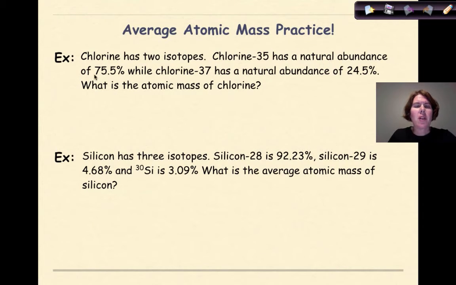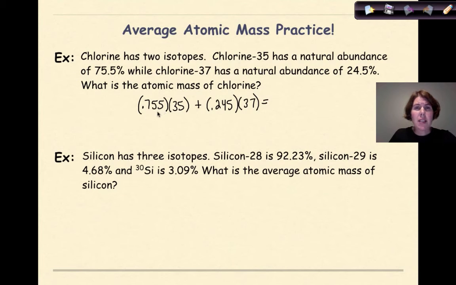Chlorine-35 has a natural abundance of 75.5%, while chlorine-37 has a natural abundance of 24.5%. What is the atomic mass of chlorine? So again, I'm going to say, all right, this is my first mass. I'm going to go to my percentage first and convert that into a decimal. So that is going to be 0.755, there we go, times its mass, which is 35, plus, okay, chlorine-37, I'm going to list my percentage first, so I'm going to convert that into a decimal. So that's going to be 0.245 times its mass, which is 37.